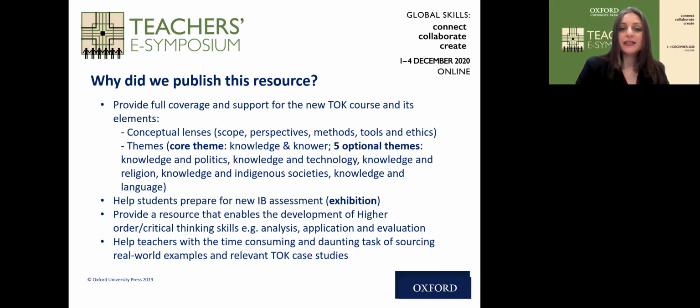There's a conceptual lens with scope, perspectives, methods, and tools. There are themes. So there's a core theme, knowledge and knower, that everyone has to look at first. So that's what the course starts off with, the core theme. And then everything else, the broad categories of knowledge, are linked to this core theme. And then there are these optional 5 themes to choose from: knowledge in politics, knowledge in technology, knowledge in religion, knowledge in indigenous societies, and knowledge and language.